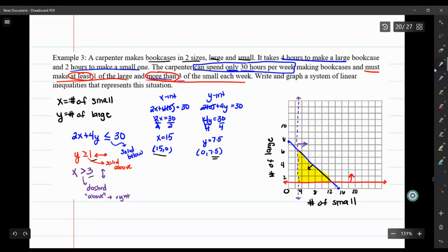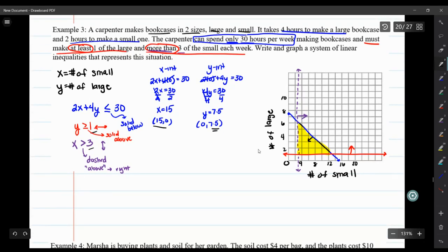Now, last but not least, let's talk about some solutions. So all of these inside are solutions. Those are the easy ones. This point here, that is a solution because it falls on 2 solid lines. This point here is not a solution because it falls on a dashed line. This one is also not a solution because it falls on a dashed line.